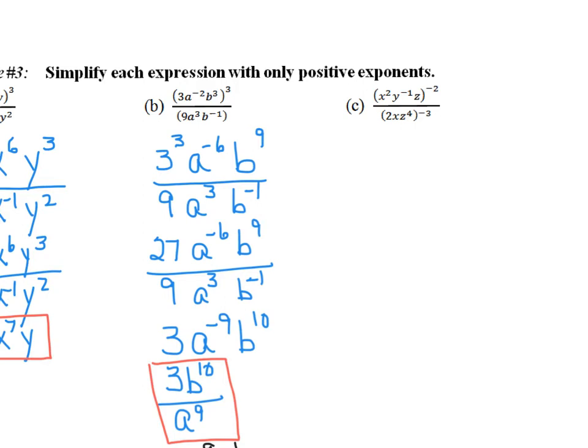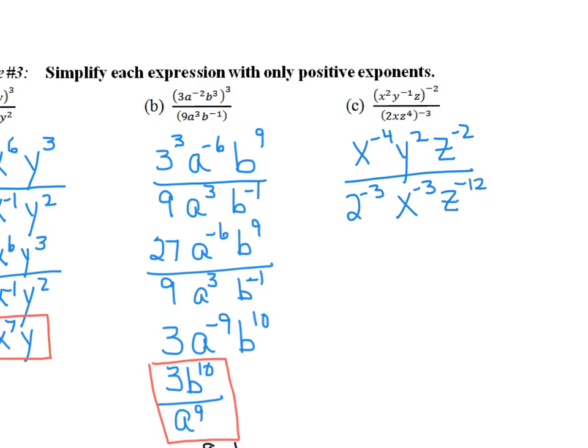In part C, we're going to raise each of the inside exponents to the outer exponent of negative 2. So x to the negative 4th, y to the 2nd, z to the negative 2. In the denominator, 2 to the negative 3rd, x to the negative 3rd, z to the negative 12th.